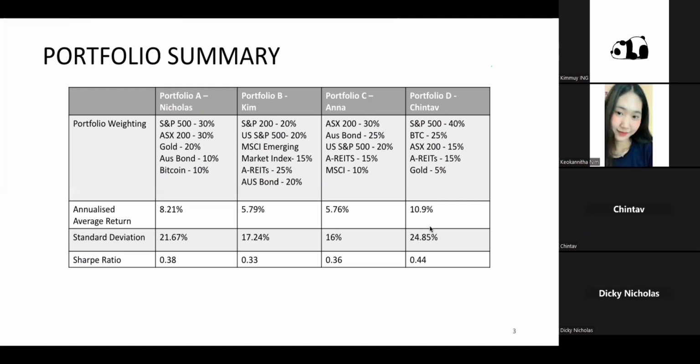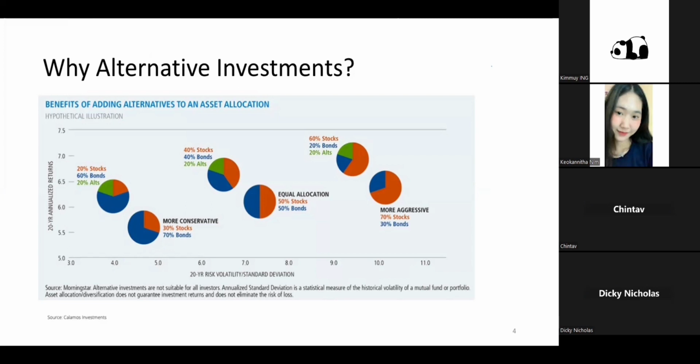Yeah, let's continue. Before we jump into our recommendation of alternative investment, I think we need to know why we need to add the alternative investment in our portfolio. Because based on this chart, when you don't put the alternative, the risk and the return is more like if you put bonds more than stocks, then you have less return, even if it's less risky. And if you put more stocks than the bonds, then it will be more aggressive.